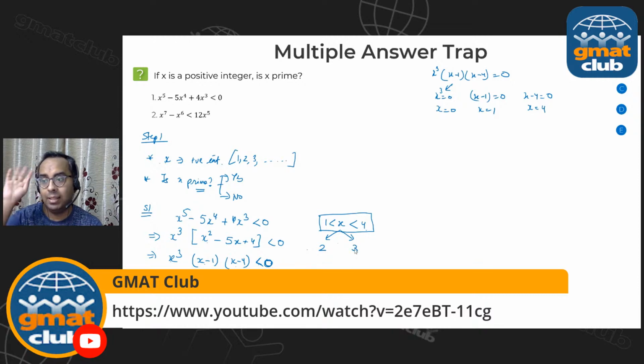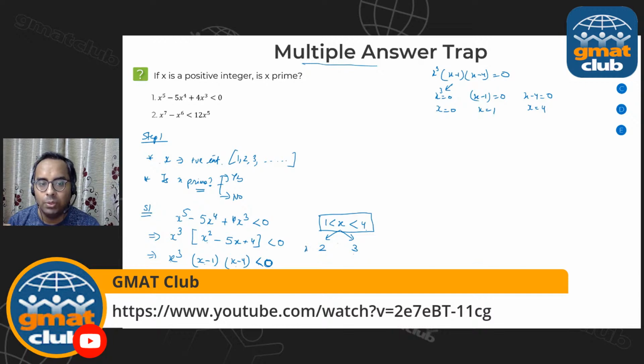Now, if you are in that DS mentality, that I need to look for a unique answer and I'm not getting a unique answer, so this is not sufficient, then you're falling for the multiple answer trap. If you discarded this because you got 2 answers and you thought of the multiple answer thing, think again. What kind of a question is this? This is a yes-no kind of question.